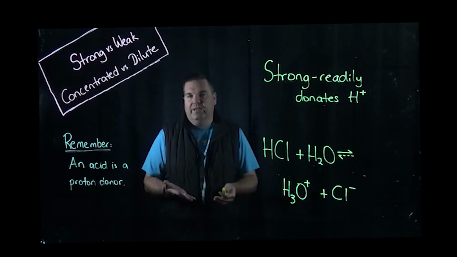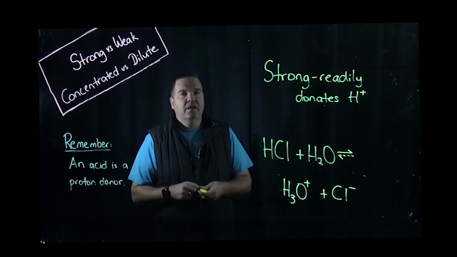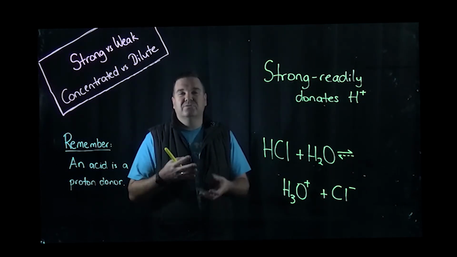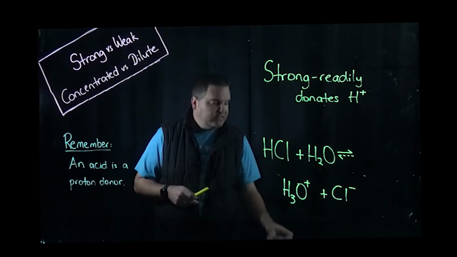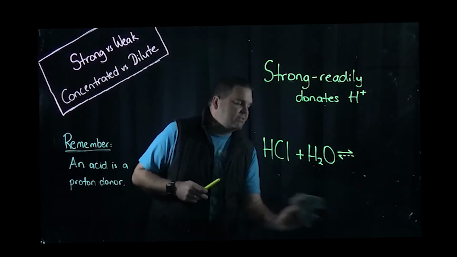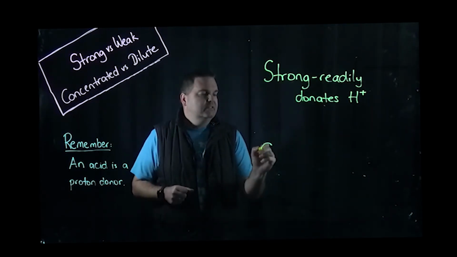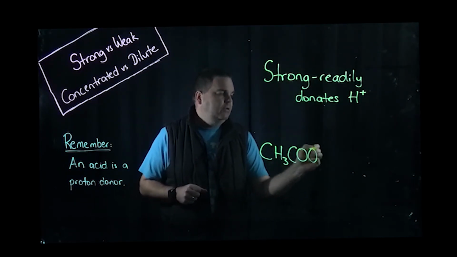A weak acid, on the other hand, is something that doesn't readily donate H+. A really good example of that is something like acetic acid. Acetic acid is what we call an organic acid, so it's made up of just hydrogen, carbon, and oxygen. So if we were to do this for acetic acid instead, here's the formula for acetic acid. It's an organic acid.